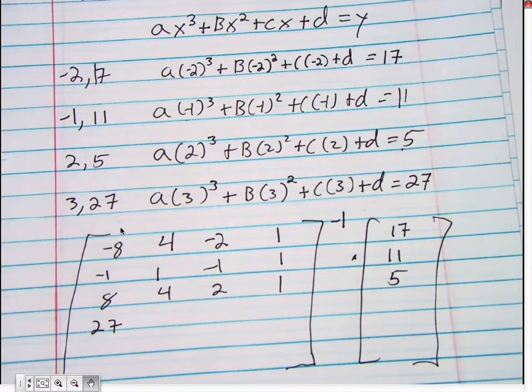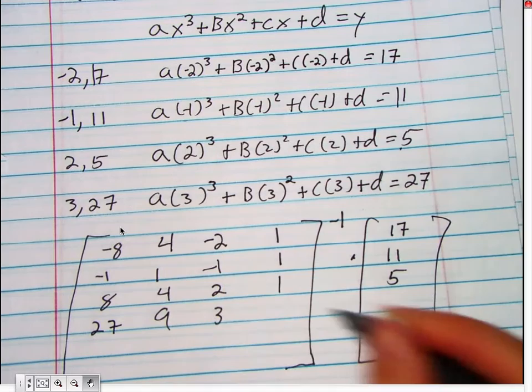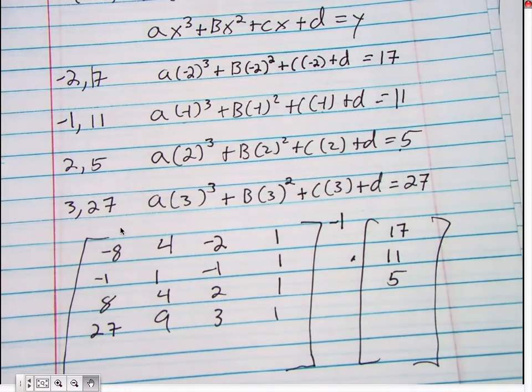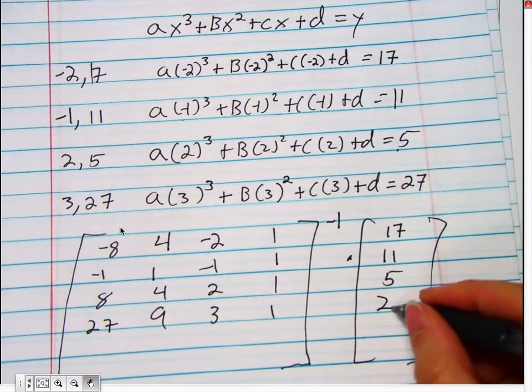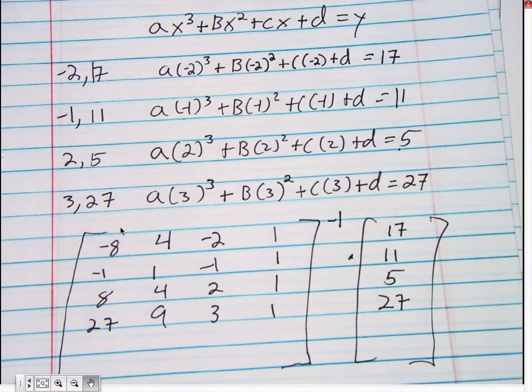9, yep. 3, mm-hmm. 1, good. And then 27. Good. Okay, let's put that in our graphing calculator, please.